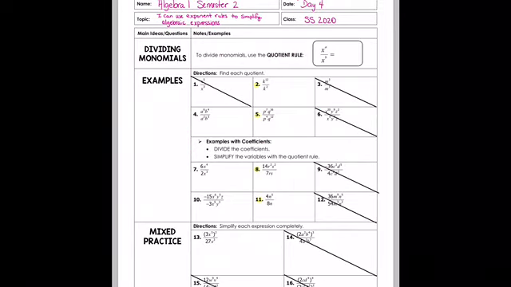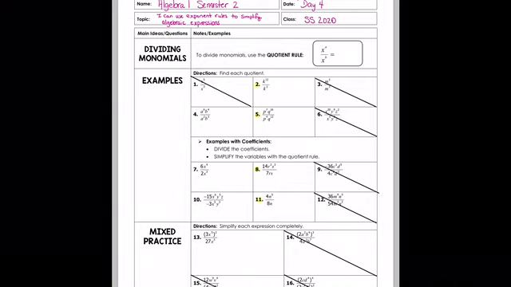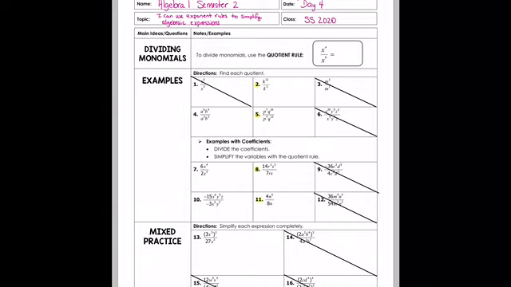All right, the next rule that we're going to look at is dividing monomials. So now what we're going to use is called the quotient rule. Notice that we're dividing the bases. So we have x to the a divided by x to the b. What happens here is we subtract those exponents from each other.